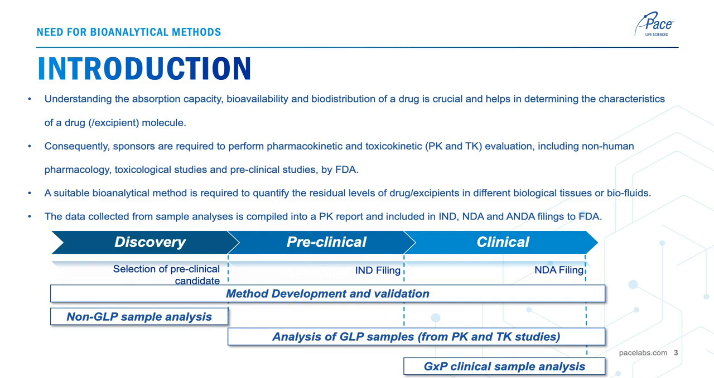Methods vary based on the tissue or fluid being analyzed, and a suitable method needs to be developed for quantitation of drug or novel excipients. As you can see from the figure describing the life cycle of a product here, method development and validation play a key role in sample analysis, either GLP or non-GLP, which in turn is used to prepare pharmacokinetic or toxicokinetic reports for filing IND or NDA applications to FDA.